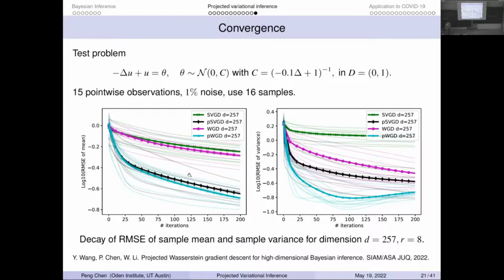Here on the left, we can see in the green and the magenta, SVGD and WGD converge very slowly, and PSVGD and PWGD converge much faster. For the sample variance, you can see that PSVGD converges much faster than the others. So this is essentially a demonstration of the convergence of the different dynamics.